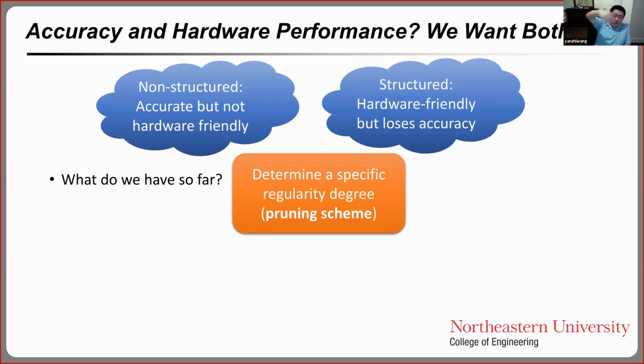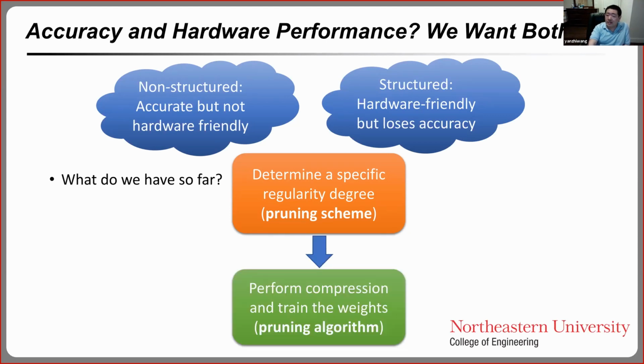If we want to do pruning, we need to first determine a specific degree of regularity, like structured if we prune the whole filters, or non-structured if we prune the locations. Is there something in between? There's something in the pruning scheme. After we have determined the pruning scheme, we can perform the compression and train the weights. This is the pruning algorithm.